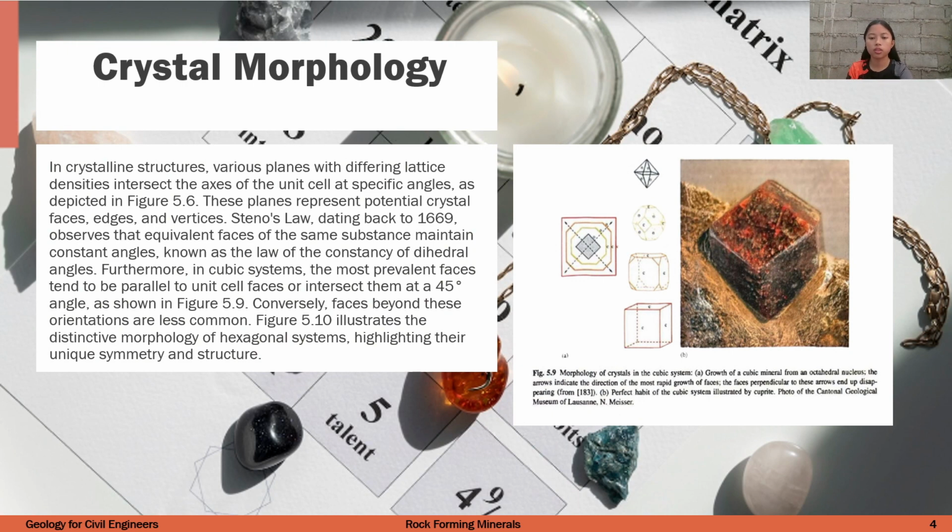So, figure 5.9. As you can see in this picture, yung arrow dito shows where the crystal grows fastest on its faces. Yung ibang faces nag-grow slower and maaring mawala eventually, shaping the crystal into a cuboid, which is this, cuboid.